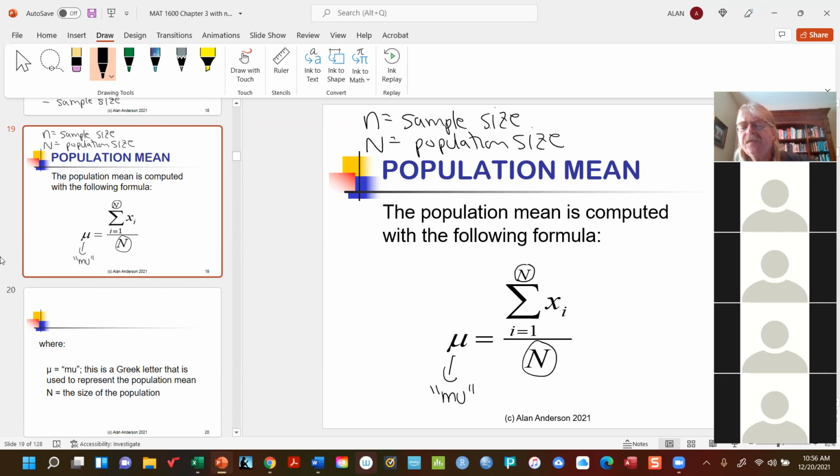Now, also, if you notice, the X bar was replaced by a Greek letter mu. So the convention is this: we reserve the Greek letters typically for population measures.